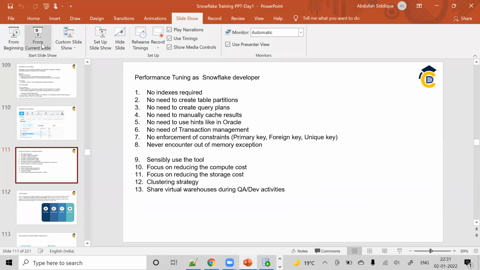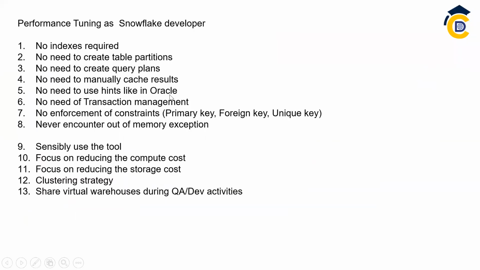So what is the performance tuning that you are supposed to do as a Snowflake developer? There are no indexes. There's no concept of indexes at all in Snowflake. You don't need to create table partitions. You don't have any partitioning concept, I mean, creating partitioning by yourself. There's nothing like that. And query plans you also don't create. The Snowflake cloud services layer does it. You don't need to manually cache results. Snowflake does the caching itself.